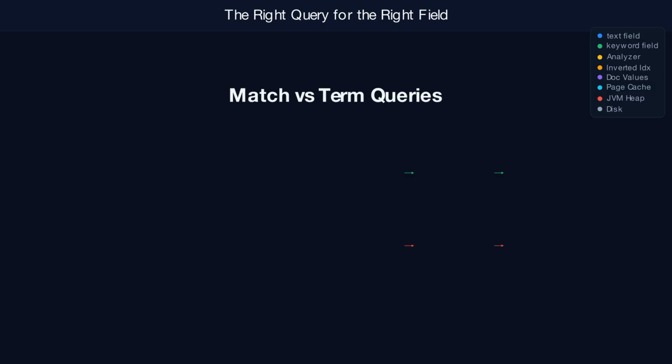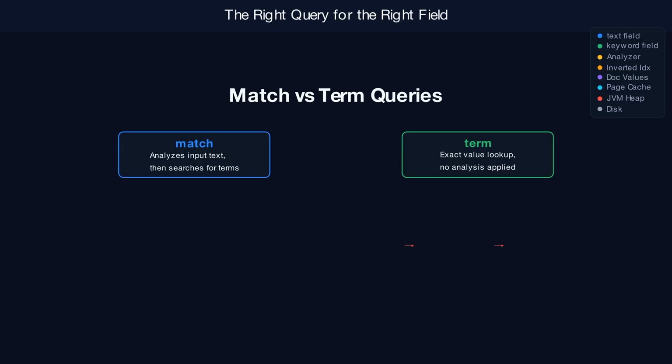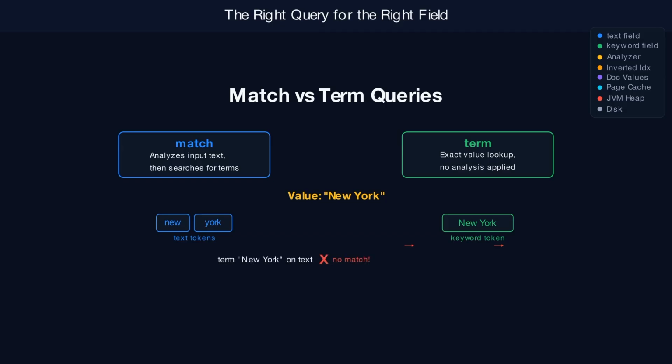A very common mistake is using the wrong query type on the wrong field type. The match query is a full-text query. It analyzes the search input the same way the field was analyzed, then looks for matching terms. The term query is a term-level query that looks for the exact value you provide, with no analysis. Here is where people get tripped up. Let us say the value New York is indexed. In a text field, the analyzer produces two tokens, New and York, both lowercase. In a keyword field, the value stays as one exact token, New York with original casing.